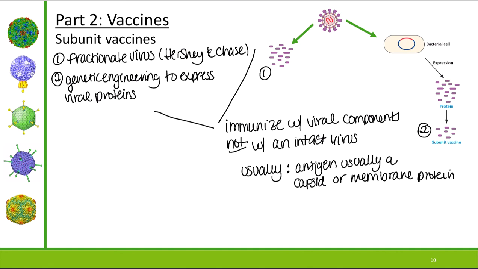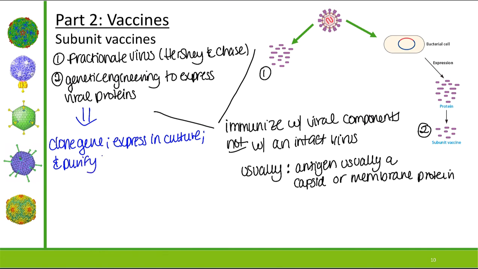So again, in the case of fractionating, think Hershey and Chase. In the case of genetic engineering to express viral proteins, typically we will clone the gene of interest, so perhaps a gene that encodes for the glycoprotein. We will then express it in culture, and you can use different cultures, so bacteria, yeast, and other eukaryotic cells can also be used. Then we purify the protein, and we make sure that it is sterile, of course. We make sure that there aren't other things in the solution, and then we test it and see if it is a possible vaccine candidate.